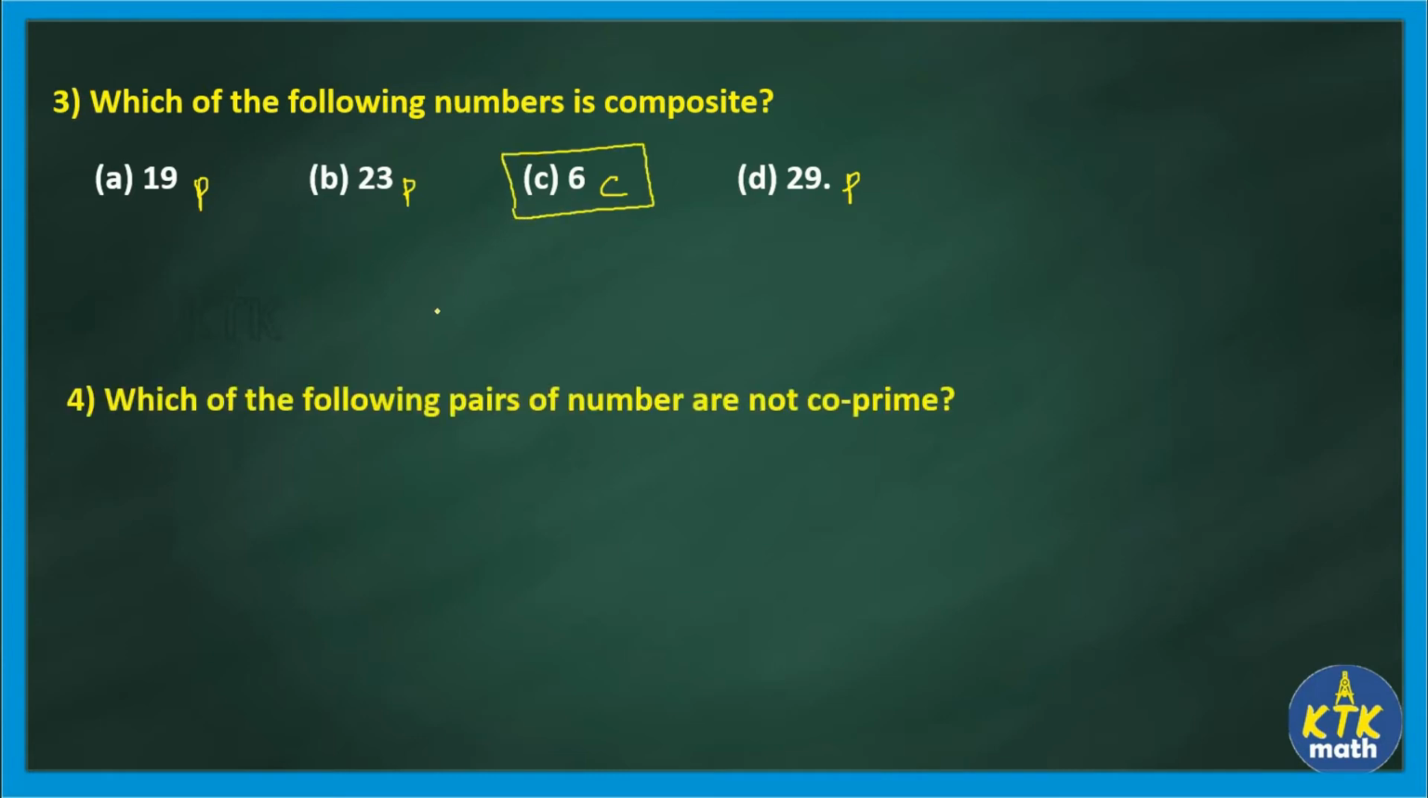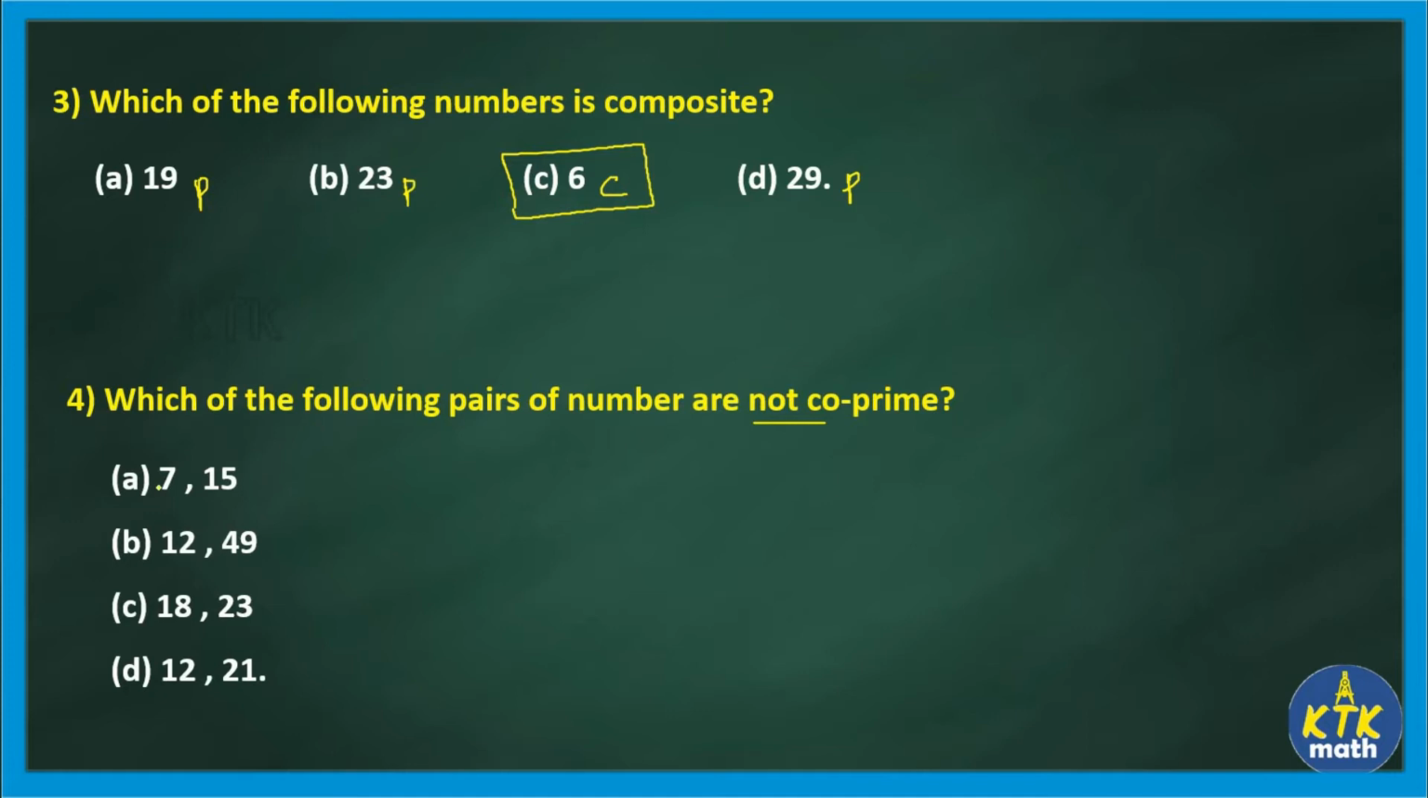Now question number 4, which of the following pairs of numbers are not co-prime? So we have 4 options there. You need to know first what co-prime is. Co-prime means the numbers which have HCF 1. When you are comparing two numbers, if only 1 is a common factor between those two numbers, then the numbers are called co-prime numbers. The highest common factor is going to be 1. Okay, so here they are asking not co-prime.